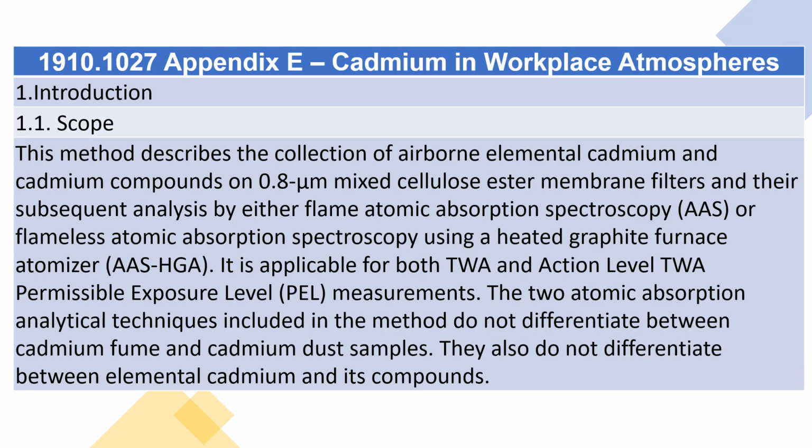1. Introduction. 1.1. Scope. This method describes the collection of airborne elemental cadmium and cadmium compounds on 0.8 µm mixed cellulose ester membrane filters and their subsequent analysis by either flame atomic absorption spectroscopy, AAS, or flameless atomic absorption spectroscopy using a heated graphite furnace atomizer, AAS-HGA. It is applicable for both TWA and action level TWA permissible exposure level, PEL, measurements. The two atomic absorption analytical techniques included in the method do not differentiate between cadmium fume and cadmium dust samples. They also do not differentiate between elemental cadmium and its compounds.